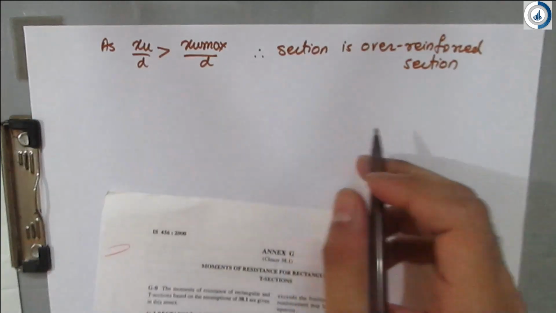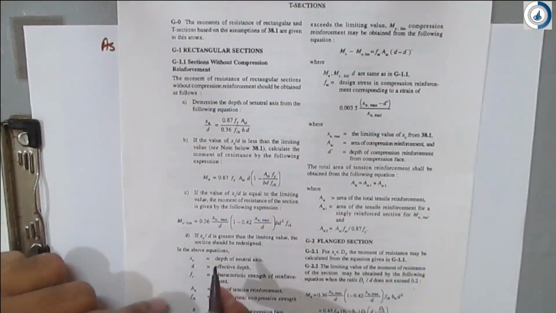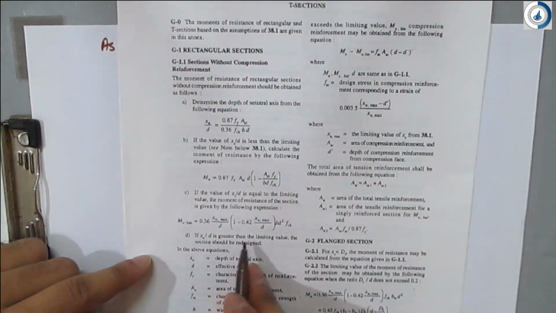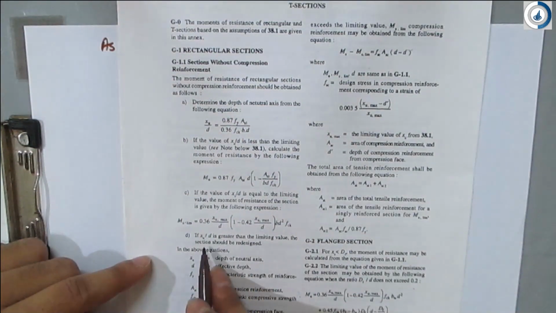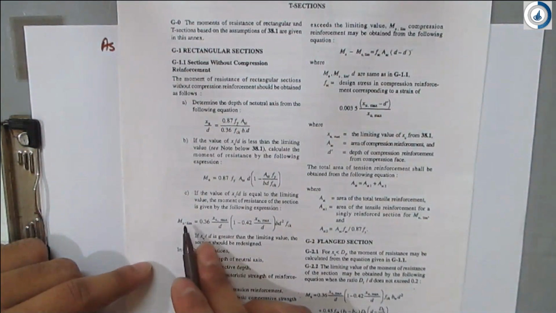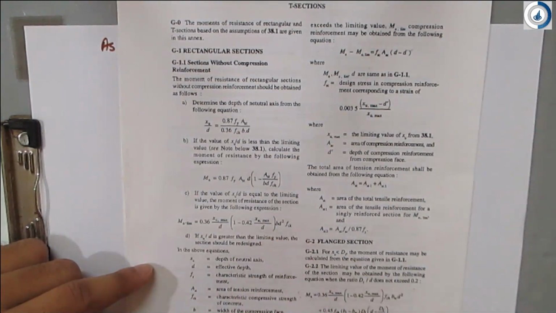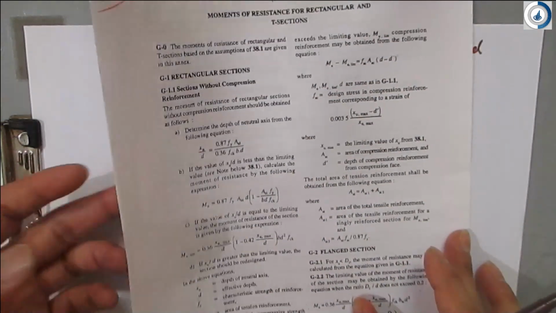Okay. As the section is over reinforced, we cannot use the earlier formula, because directly they have given that if XU by D is greater than the limiting value, the section should be redesigned. So therefore we can find out the limiting moment of resistance by taking this expression which is given on page number 96.